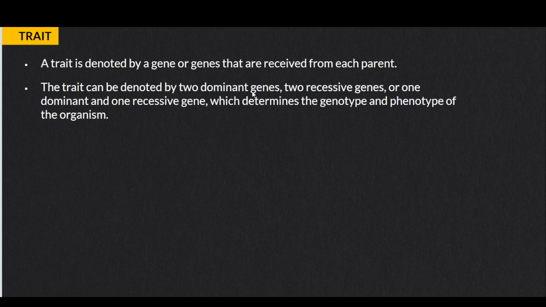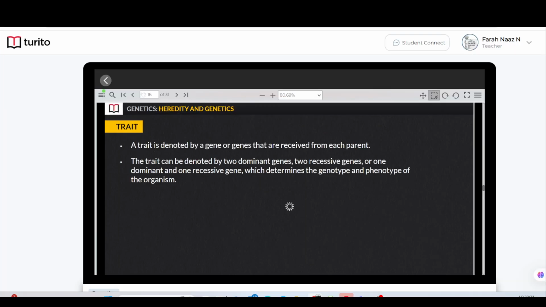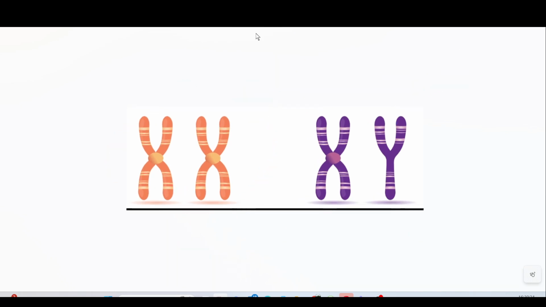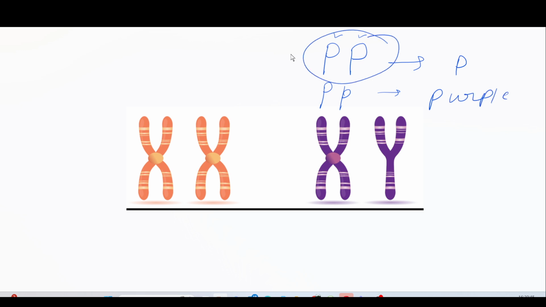Both of them can be dominant. For example, in the color example, when I say P and P, purple color is dominant, so both of them are dominant. But if I write capital P and small p, I still get a purple flower. With two purple alleles it is understandable that we get a purple flower. But if one is purple and one is white, why do we get a purple flower? Because capital P is the dominant allele over white.